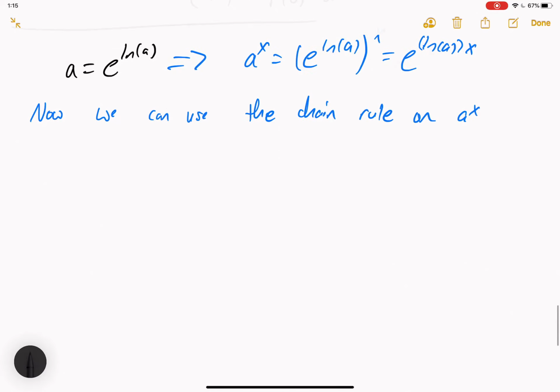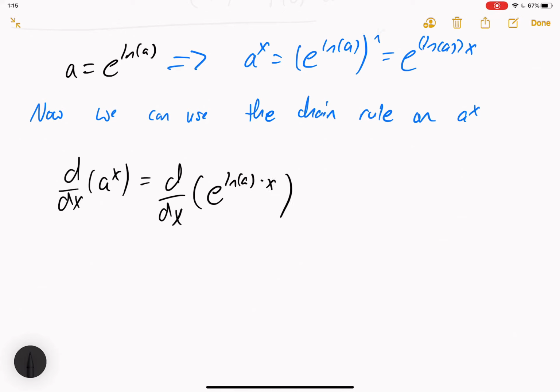All right, so we had d/dx of a to the x is going to be equal to d/dx of e to the ln of a times x. And then if you remember what we said before, we do the derivative of the outside, which is going to be e to the x. That's just going to be e to the x, and then we evaluate it at ln of a times x.